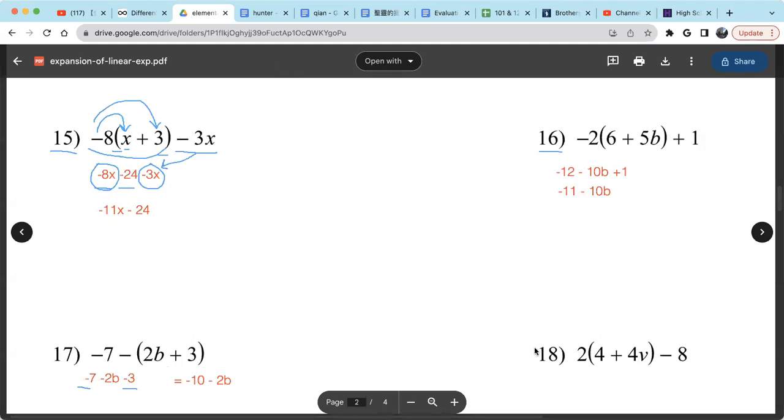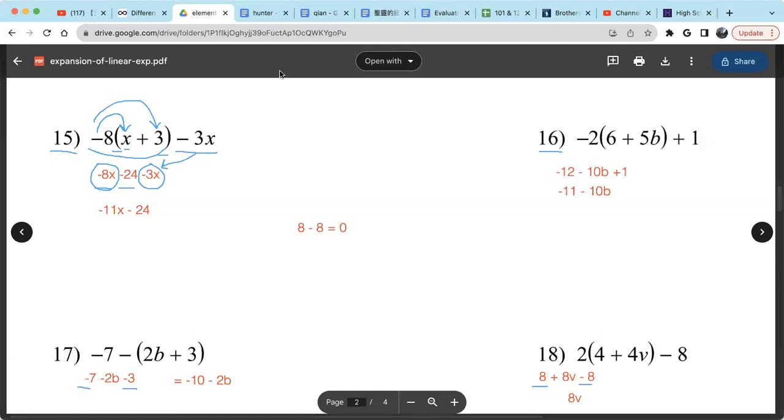Okay, let's see who can do faster for 18. I have 2 times 4, that's 8. 2 times 4v, that's 8v. Then minus 8. Now I'm looking for like terms. I see positive 8, negative 8. What's positive 8 minus 8? 0. Just left with 8v. If it's 0, we don't bother to write it. So 8 minus 8 equals 0.